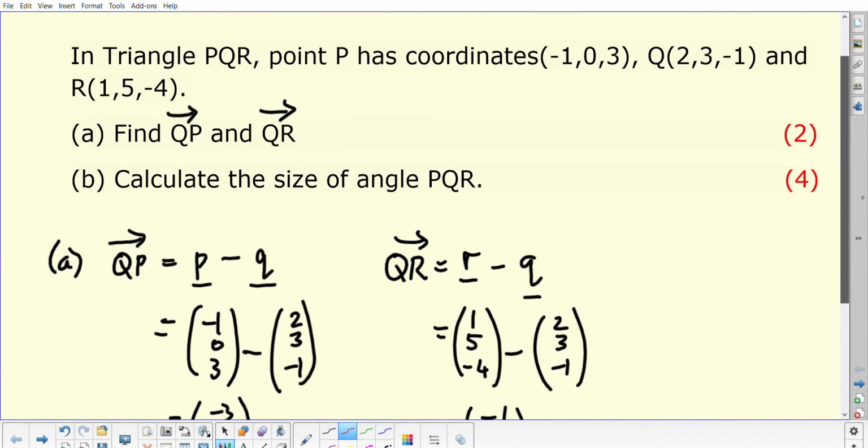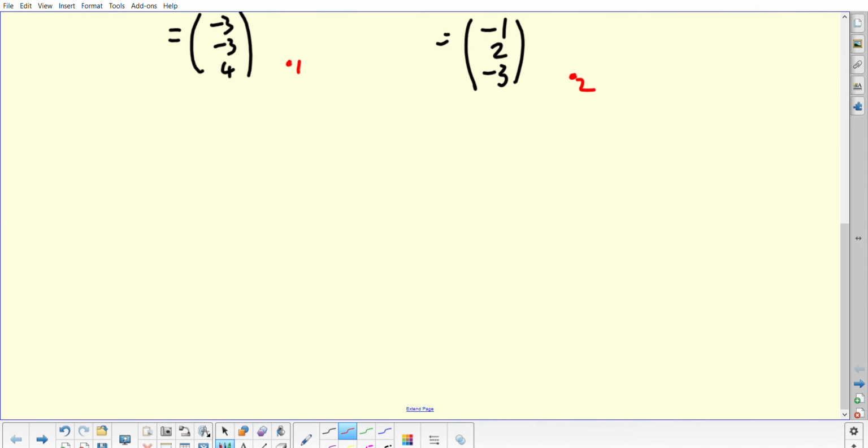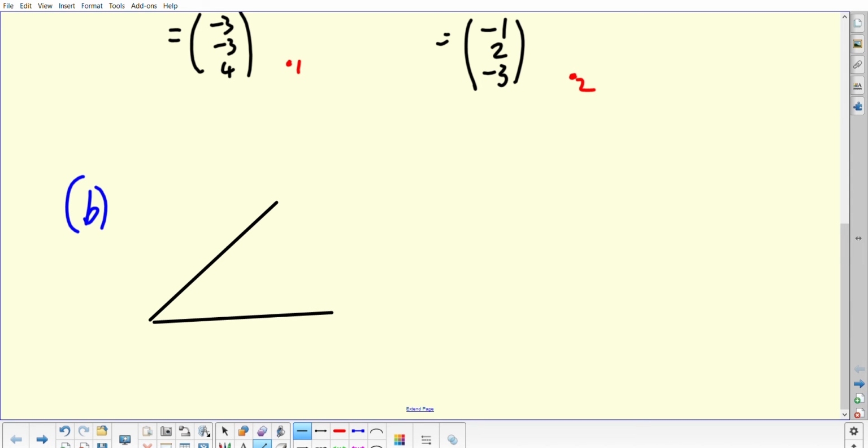Now then you're moving on to part B, calculate the size of angle PQR. If you are being asked to work out the size of angle PQR, and they have just asked you to work out the 2 vectors that we've just worked out, the vector Q to P and the vector Q to R, and they're both going away from the point Q. So this angle here would be our angle theta, the angle between the 2 vectors, and that's basically what you're being asked to work out, angle PQR.